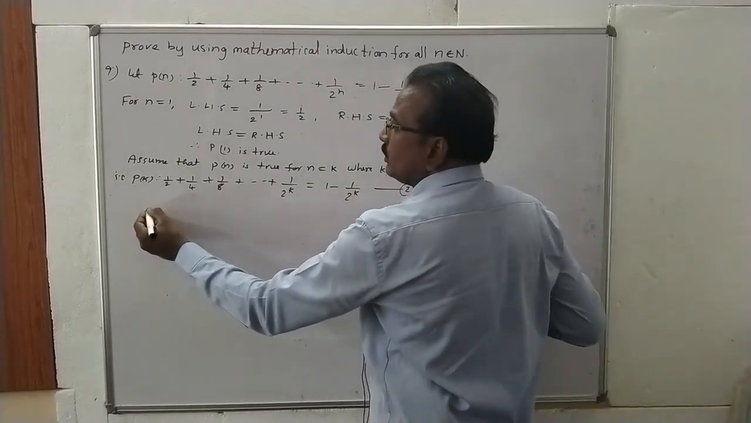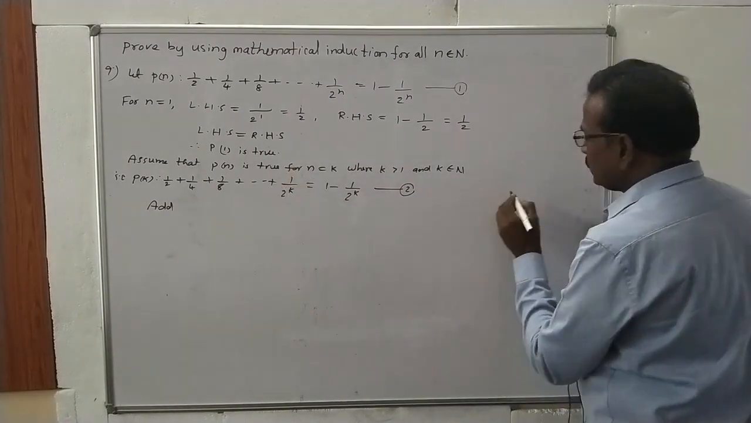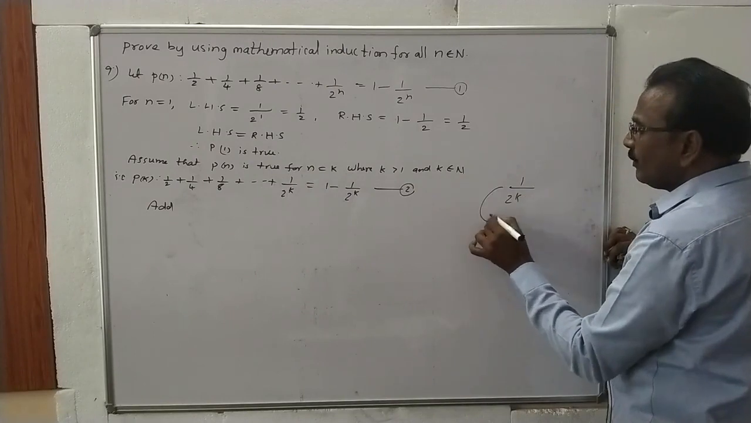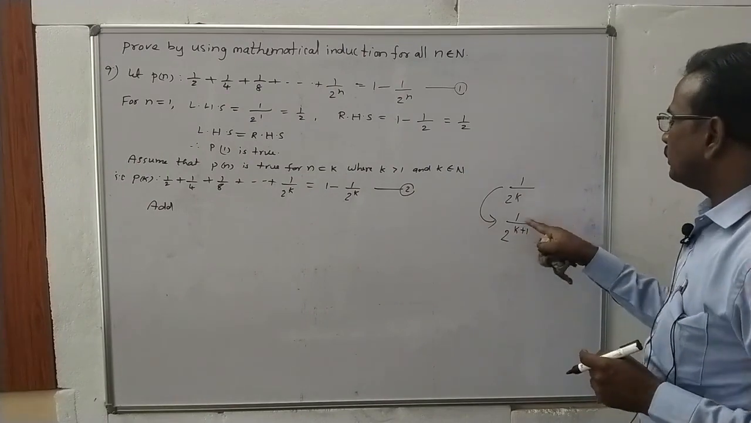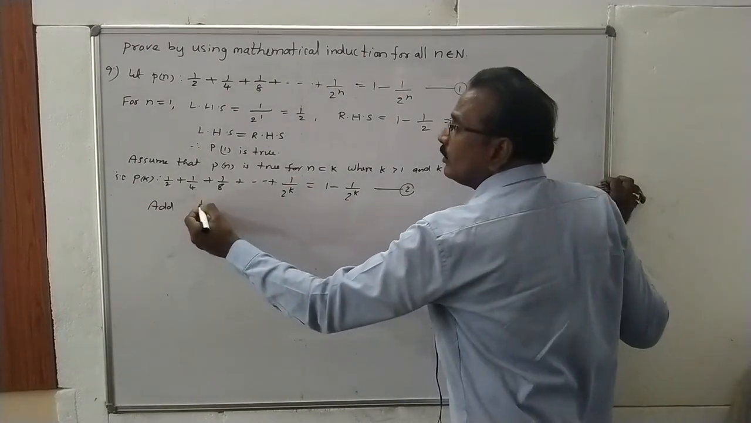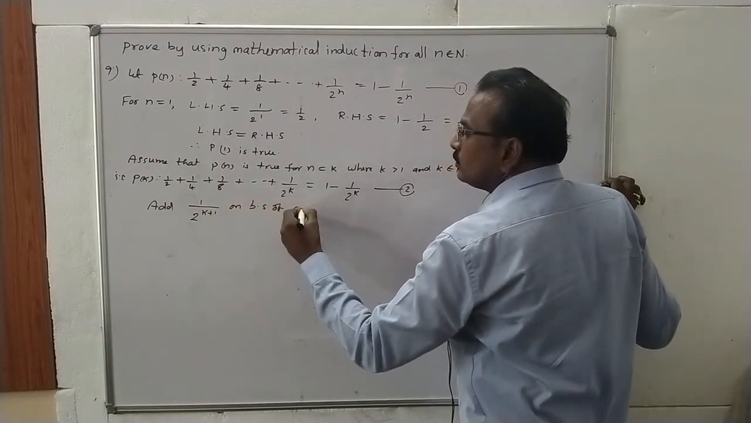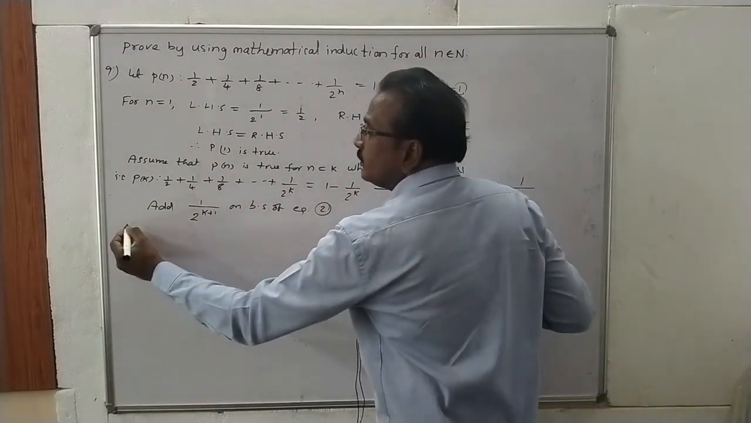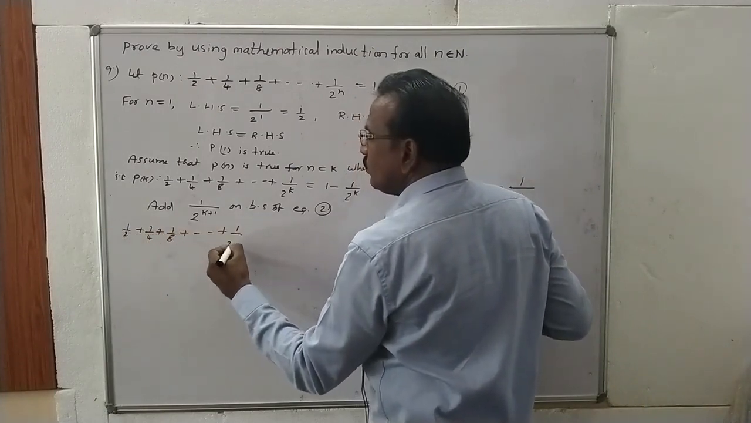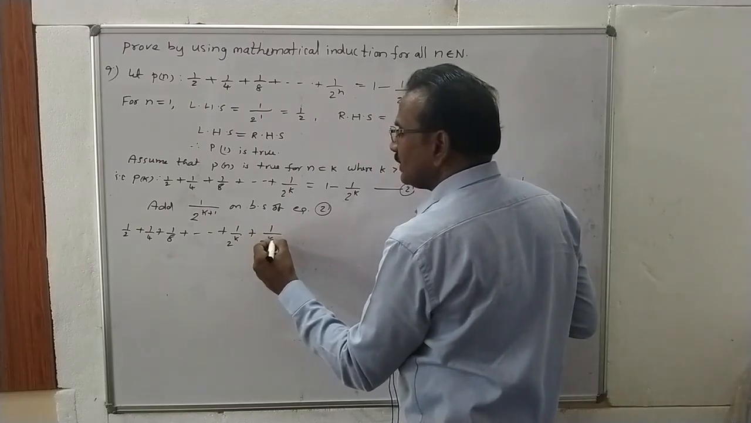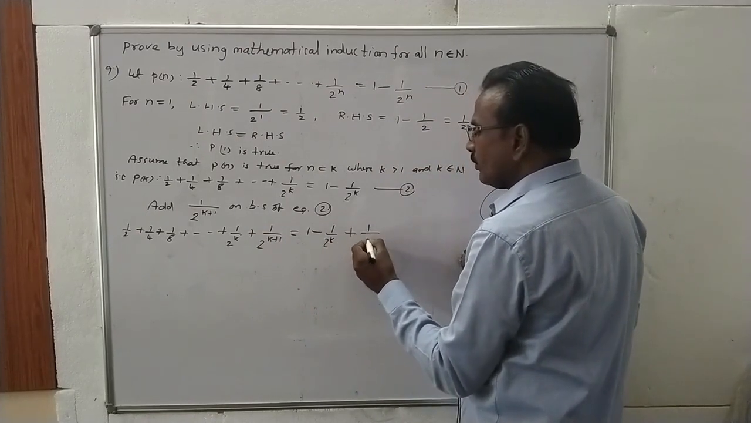Your adding term is what? First identify the kth term in LHS. Here kth term in LHS is 1 by 2 power k. Replace k by k plus 1, 1 by 2 to the power of k plus 1. Add this term on both sides. Add 1 divided by 2 to the power of k plus 1 on both sides of equation 2. So LHS becomes 1 by 2 plus 1 by 4 plus 1 by 8 plus dash dash 1 by 2 power k plus 1 by 2 power k plus 1 is equal to 1 minus 1 by 2 power k plus 1 by 2 to the power of k plus 1.